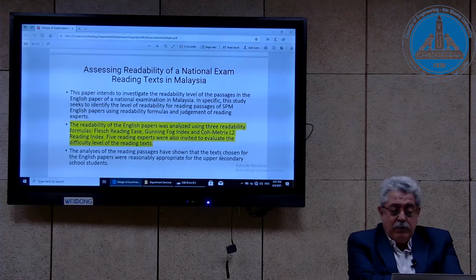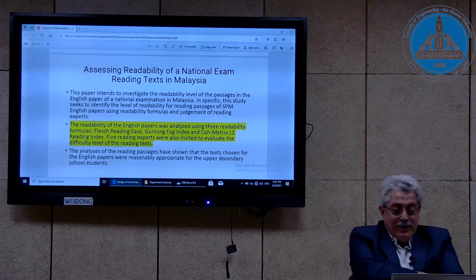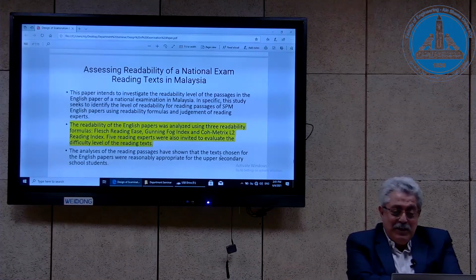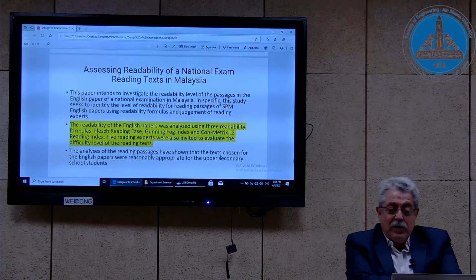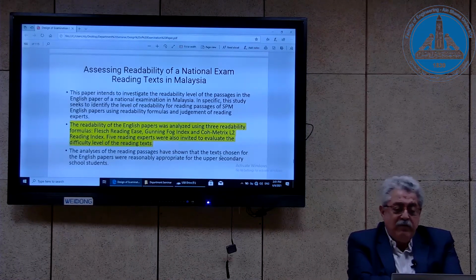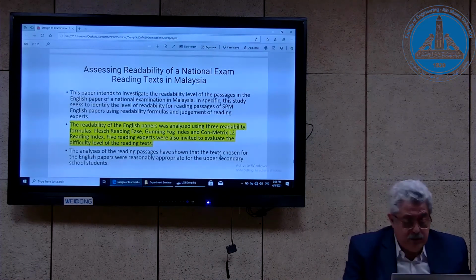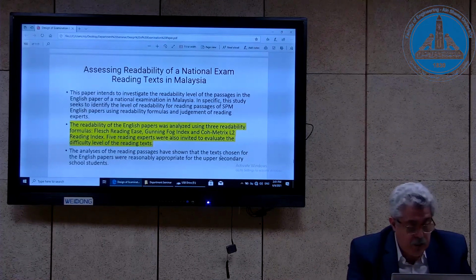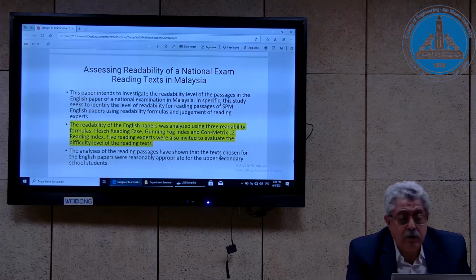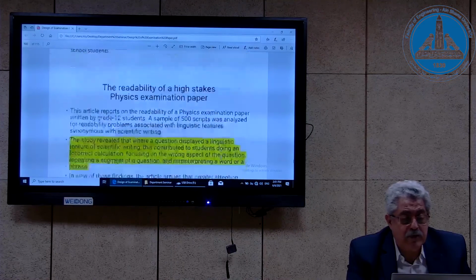Readability of the English papers was analyzed using 3 readability formulas: Flesch Reading Ease, Gunning Fog Index, and Coh-Metrix L2 Reading Index. 5 reading experts were also invited to evaluate the difficulty level of the reading text. Therefore, people also think in Malaysia about the difficulty of the exam reading texts.